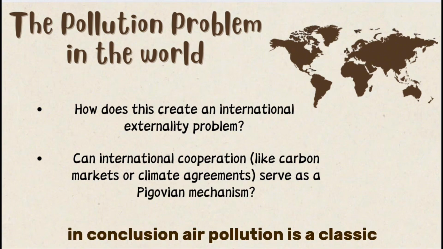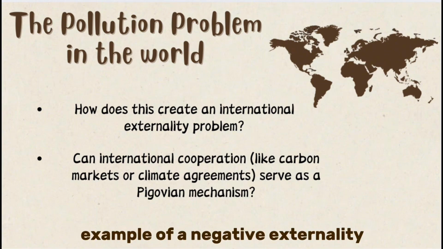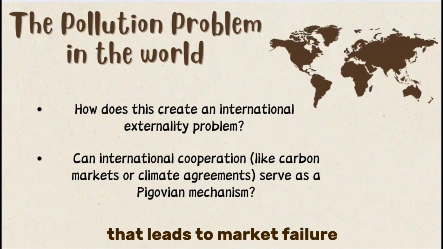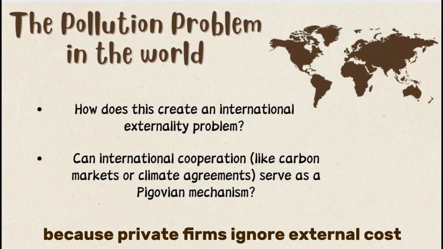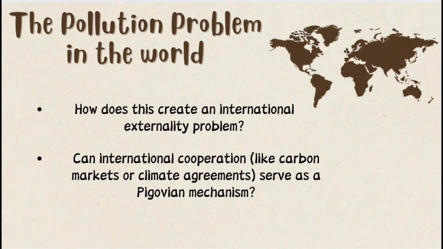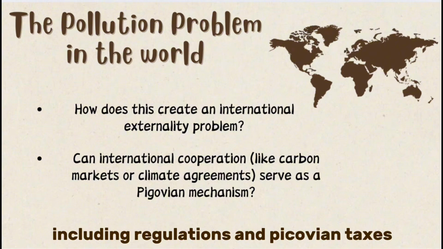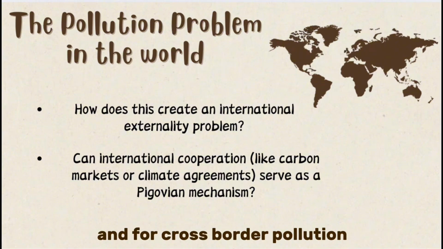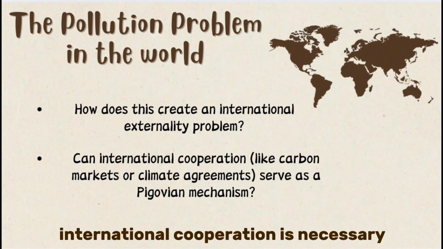Conclusion: air pollution is a classic example of a negative externality that leads to market failure. Because private firms ignore external costs, the market produces too much pollution. Government policies, including regulations and Pigovian taxes, can help correct the failure. And for cross-border pollution, international cooperation is necessary.